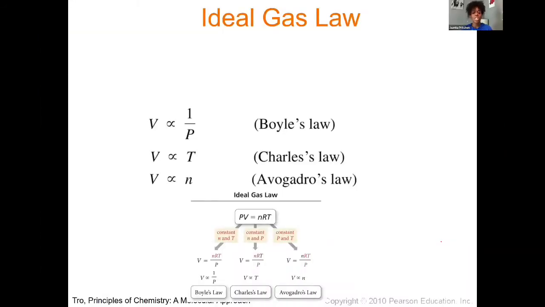Let's get started. As I mentioned, we can actually combine all three of the gas laws into one simple equation that relates all of the different variables. Just to recap, Boyle's law showed that there was an inverse relationship between pressure and volume. Charles' law showed us a direct relationship between volume and temperature. And Avogadro's law showed us a direct relationship between volume and moles.